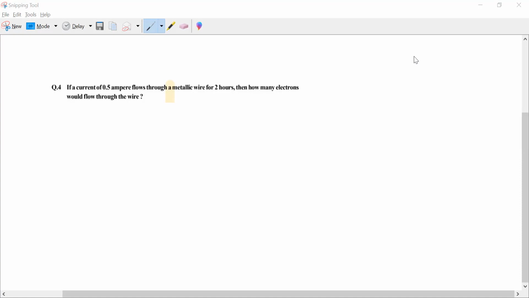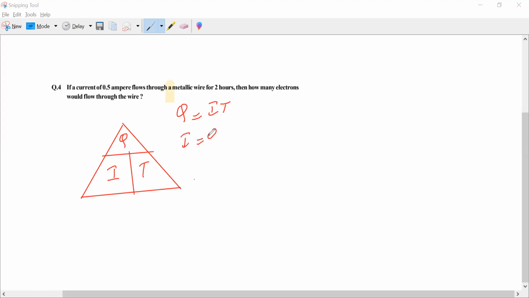Okay. So a basic formula, which I have already told you. I'll draw a triangle for that. Then maybe you will remember it. Q, I, and T. Q is equal to IT. I is equal to Q by T. Correct? Current is equal to the rate of flow of charge with respect to time. So if you remember the triangle, it's very easy for us to analyze.